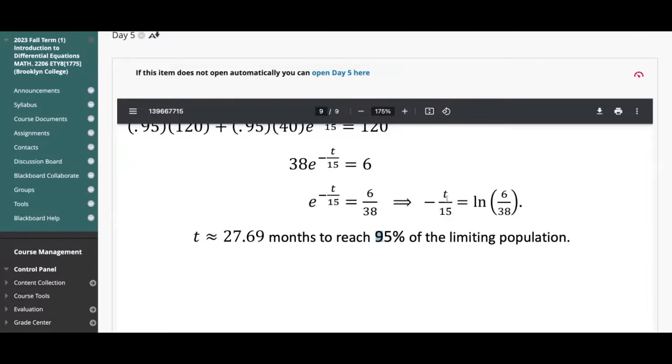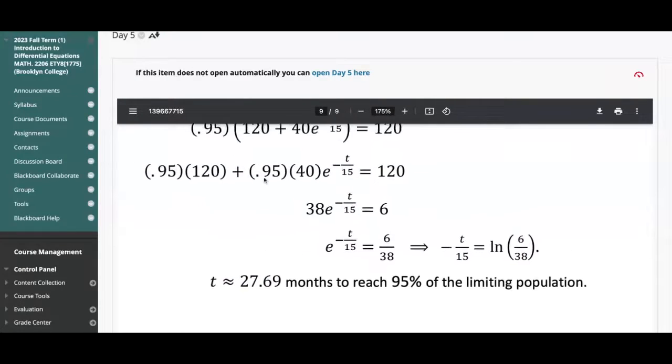And we use a calculator. What we could do is T equals ln 38 divided by 6, then multiply by 15. We use a calculator, that's about 27.69, about 28 months to reach 95% of the limiting population, or the carrying capacity. Okay, anyone has any question?